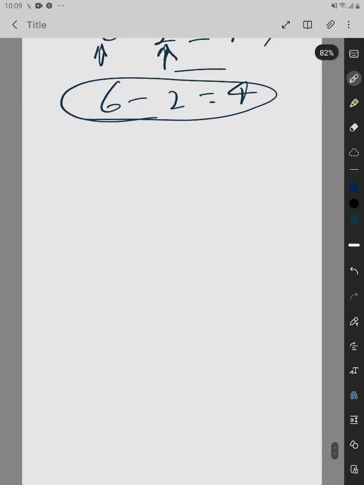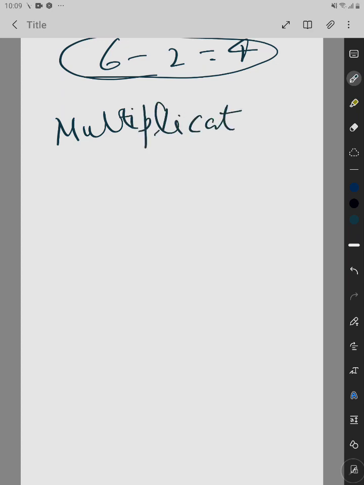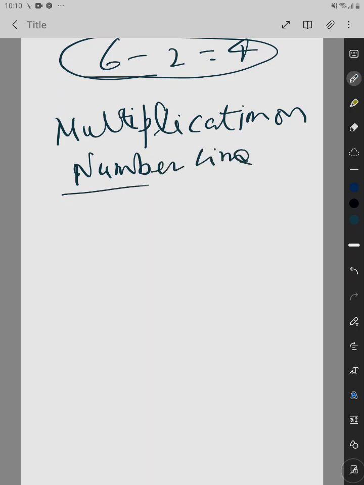Now the third point is multiplication. First of all we are telling you the concept of the number line and how to add, that means sum, and how to subtract and how to multiply. So we have come to multiplication now.